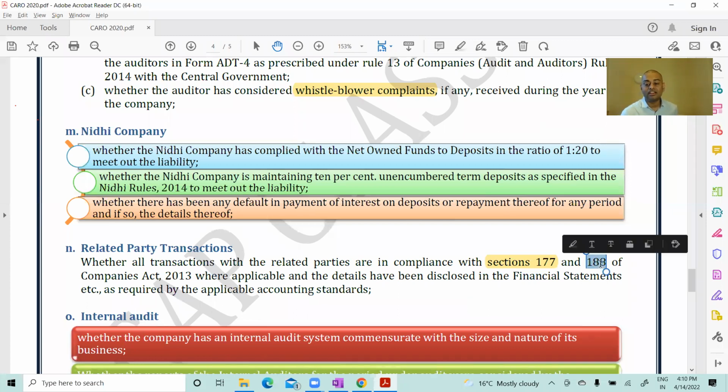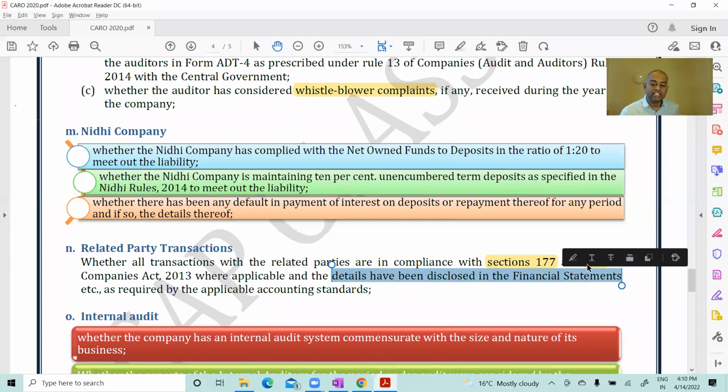Okay, section 188, related party registers and disclosures. So this is a normal point. There is nothing great. Whether all the transactions with related parties are in compliance with 177, that means have you informed the audit committee and taken the approval, and 188 of the Companies Act where applicable, and the details have been disclosed in financial statements.